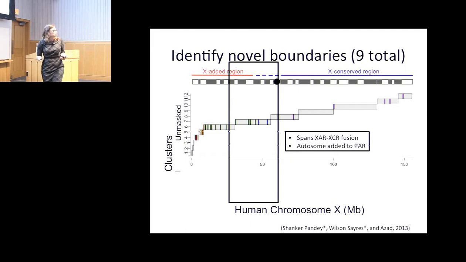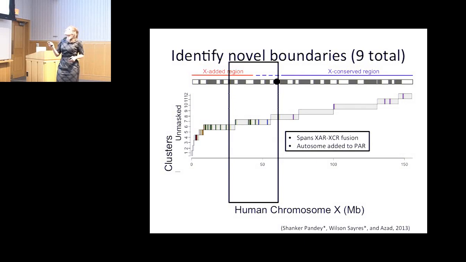But what I think this tells us is maybe we can learn a little bit about the ancient biology. Perhaps this was an ancient pseudoautosomal region when this whole X added region, this autosomal trunk, was added to the sex chromosomes. And subsequent to that addition, this underwent an inversion together.